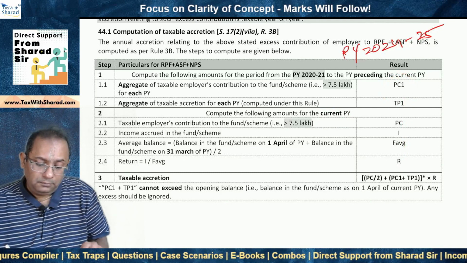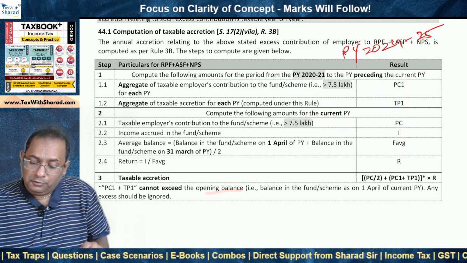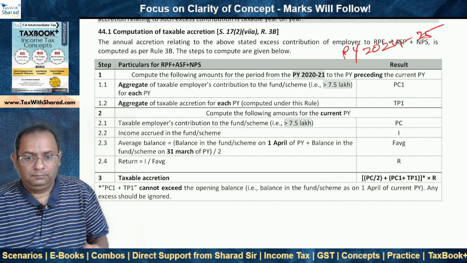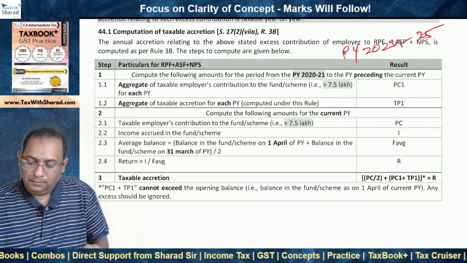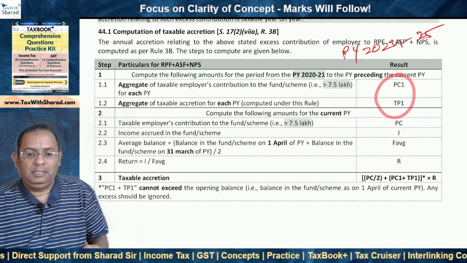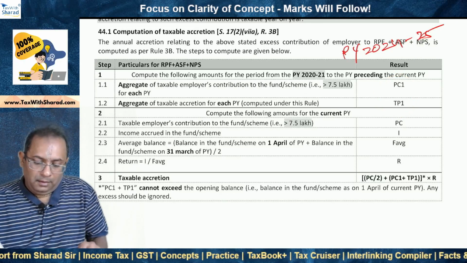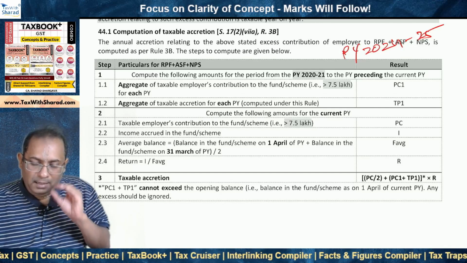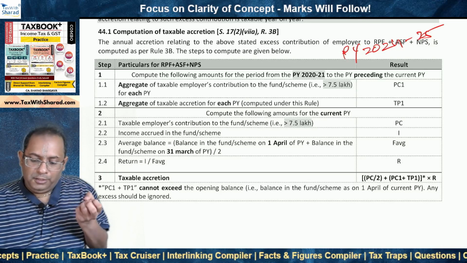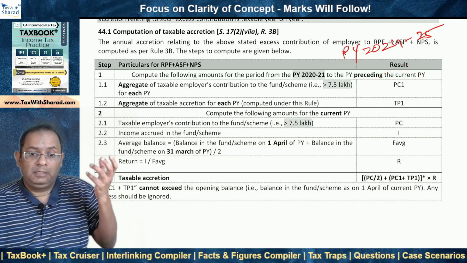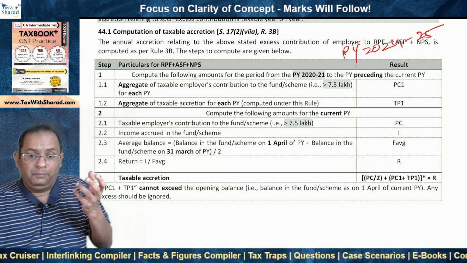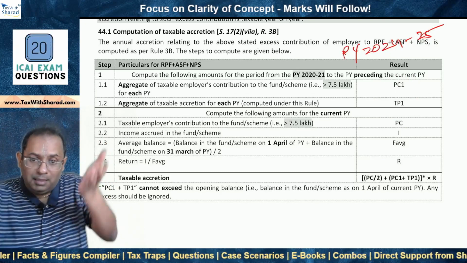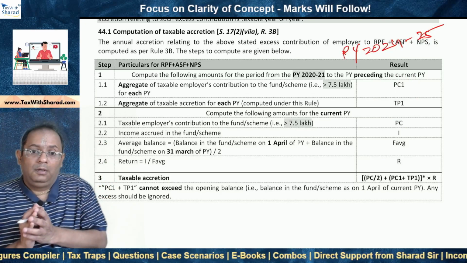But what if the opening balance falls below PC1 plus TP1? Say a lot of amount has been withdrawn and therefore the opening balance falls below PC1 plus TP1. So for computing the taxable accretion, should we take the opening balance into consideration or should we take the higher amount, which is PC1 plus TP1, into consideration, where a large part of this PC1 plus TP1 is actually not in the balance because the opening balance is less than PC1 plus TP1? So common sense says what?